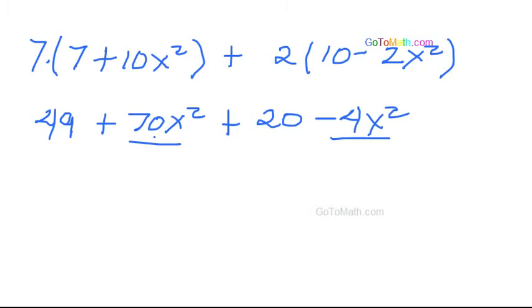And that's, what's that going to be? 66x squared? However, I might have forgotten how to add. That would be terrible. And then we got 49 plus 20 is 69. Is that right? Yeah. Okay, well, that's not too bad. 66x squared plus 69. Yep.